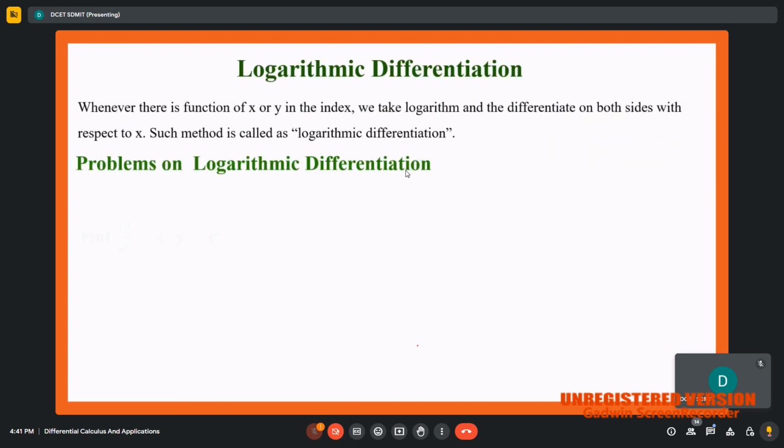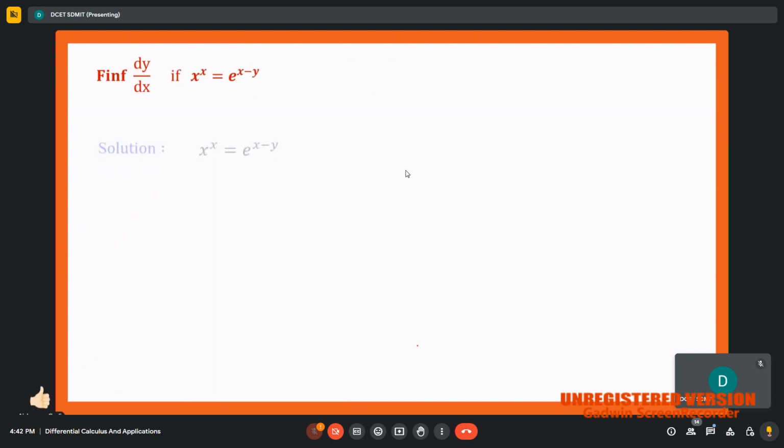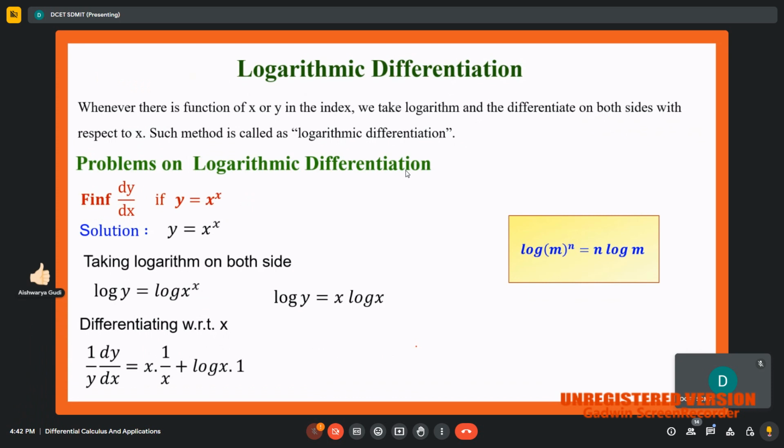Clear? Followed? Okay. Today's class last concept is logarithmic differentiation.